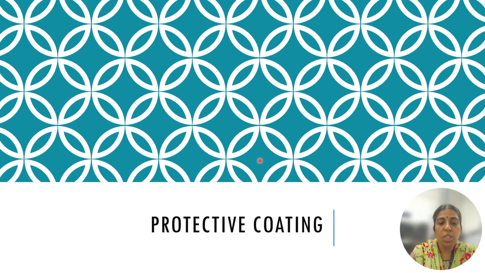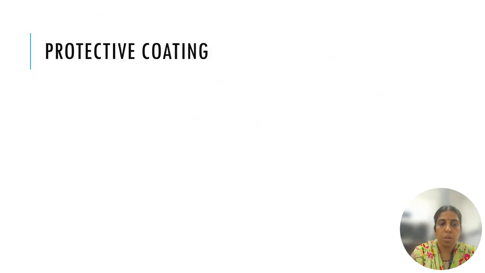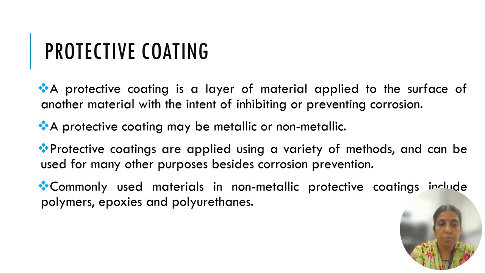We shall next move to the topic of protective coatings. This is also a method of saving or protecting our desired material from corrosion. In protective coating, a layer of material is applied on the surface of it. It's mostly like painting. So we apply a good layer of a material as a coating to prevent our material from corrosion. A protective coating can be metallic or non-metallic.